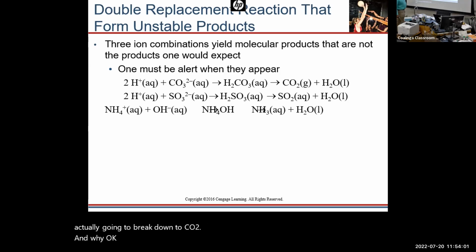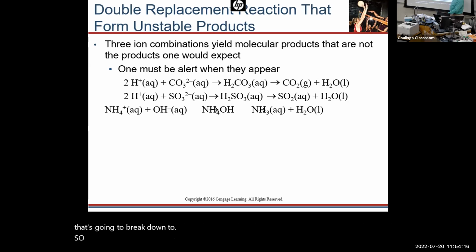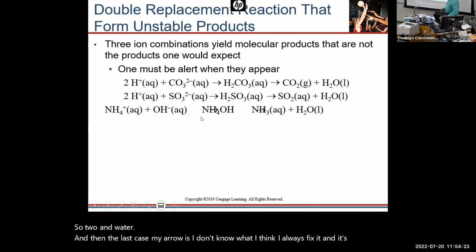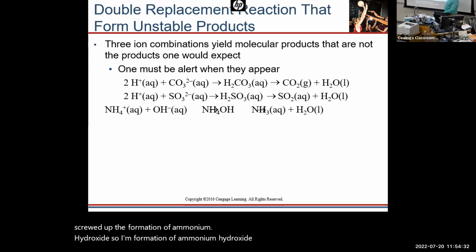So you guys kind of see that here. The other thing is the formation of sulfuric acid. Now, if it's made a certain way, it'll work. The formation of sulfuric acid is going to break down to SO2 and water. And then the last case, the formation of ammonium hydroxide. The formation of ammonium hydroxide is going to break down to ammonia and water.